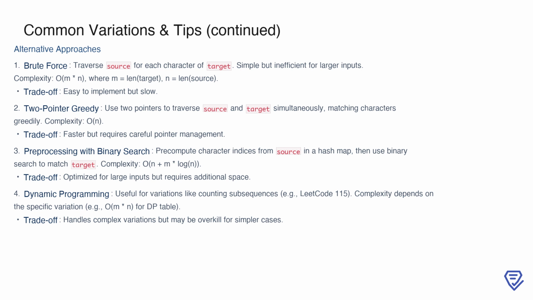Lastly, dynamic programming is a powerful method for variations like counting subsequences, as seen in problems such as LeetCode 115. The complexity depends on the specific variation, often around m*n, for a DP table. This approach handles complex scenarios well but may be unnecessary for simpler cases. Each method has its trade-offs, so choose the one that aligns best with the constraints and requirements of the problem.